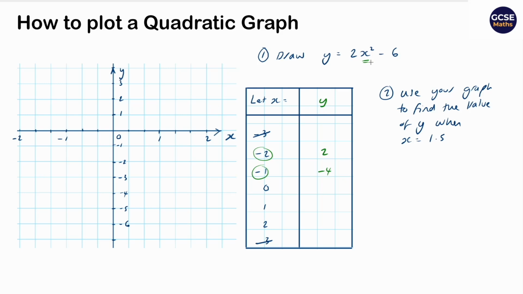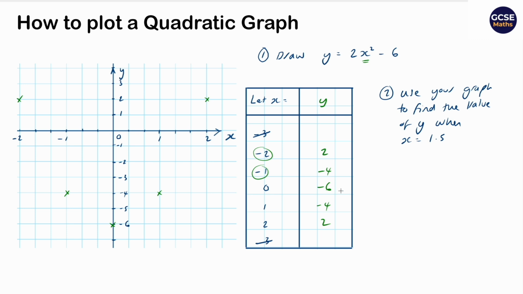X is 0, 0 squared 0, times 2 is 0, minus 6 is -6. X is 1, so that becomes 2 minus 6, which is -4. X is 2, that's 8 minus 6, which is 2. And there we have our coordinates. -2, 2, so -2 across and 2 up. We have -1, -4, -1 and down to -4. And then we've got 0, -6. We've got 1, -4, 1 across, -4 down. And then we've got 2, 2.